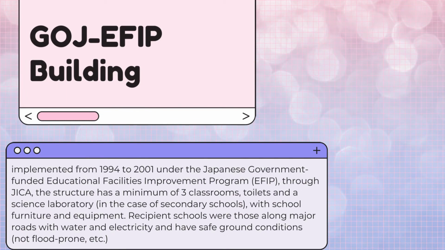This type of building is implemented from 1994 to 2001 under the Japanese government funded Educational Facilities Improvement Program, EFIP, through JICA. The structure has a minimum of three classrooms, toilets, and science laboratory in the case of secondary schools, with school furniture and equipment. Recipient schools were those along major roads with water and electricity and have safe ground conditions.